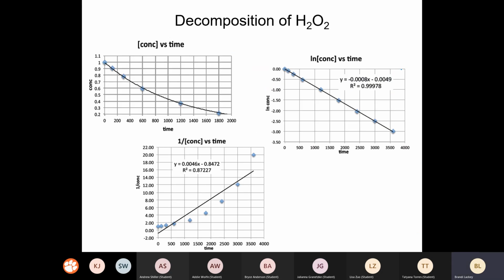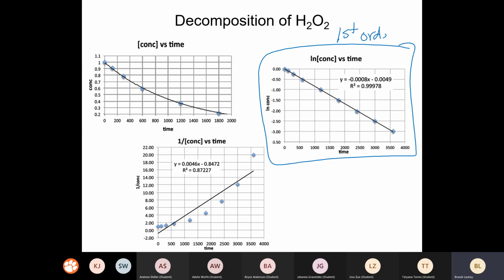So here's another reaction if they did the decomposition of peroxide and they graph the data. What order reaction would you say this is? If you look, the graph that's straight is the natural log of concentration versus time. So is that zero order, first order, or second order? First. So this is a first order reaction. So just looking at the graphs, not terrible?